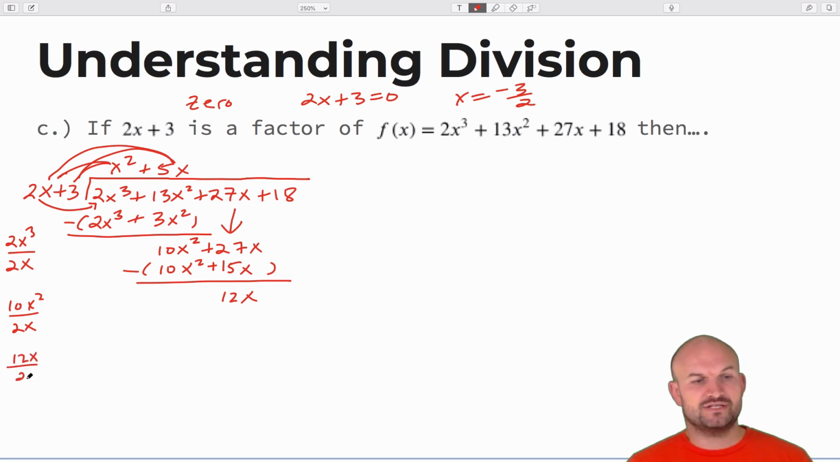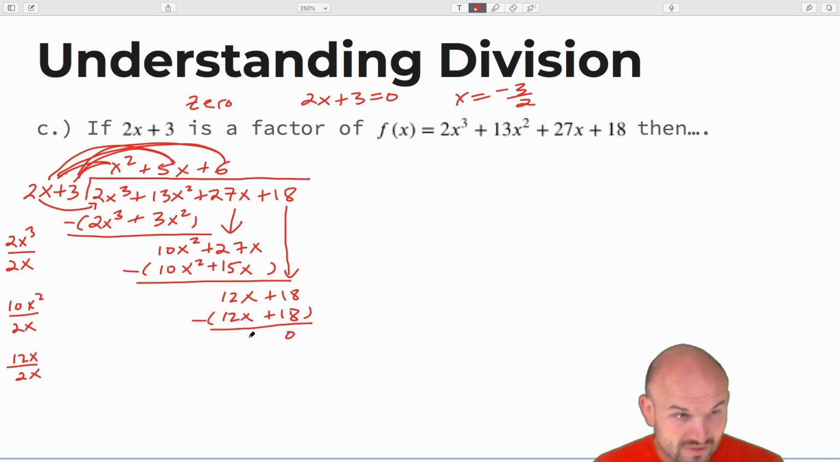2x divides into 12x. 12x divided by 2x, well, that's going to be a positive 6 times. So 6 times 2x. I'm not going to do this anymore. This is kind of like getting crazy, as you can see. 6 times 2x is going to be a 12x, and 6 times 3 is going to be a positive 18. Okay? Then you bring all that down. And now if you subtract your rows, we better get a 0, which of course we do, which is our remainder.